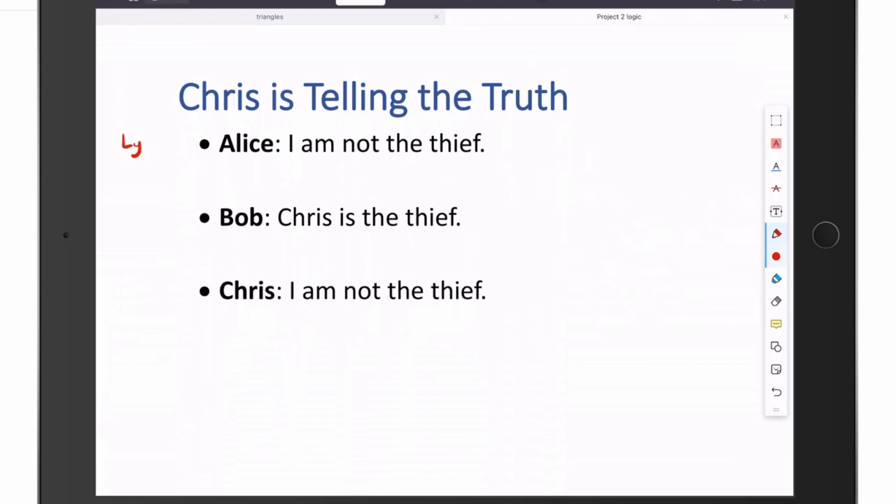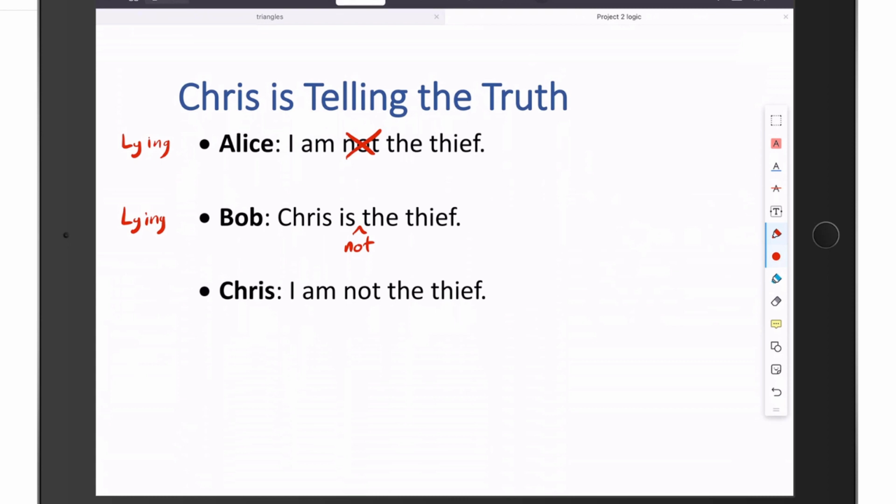That means that Alice is lying and Bob is lying. Alice says she's not the thief. She's lying, so that means that she is the thief. Bob says that Chris is the thief, but because he's lying, the true statement is that Chris is not the thief, and Chris is also saying that he's not the thief. So does this point to one person being the thief? Are there any contradictions? Those are the things you've got to think through.